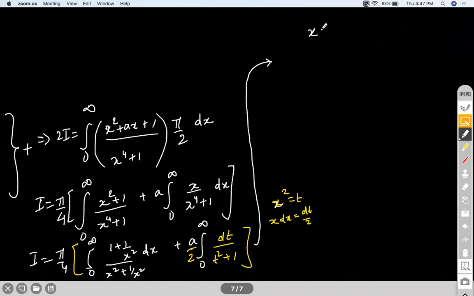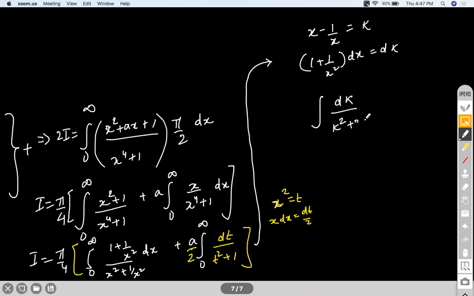So in the first integral, we'll take x minus 1 by x to be your k. So 1 plus 1 by x squared dx will become your dk. So this is going to be dk by k square plus 2. I'm going to evaluate it here itself: tan inverse k by root 2. Now, what will happen to the limits of integration? When you put infinity, it will remain infinity. But when you put zero, it becomes minus infinity, correct?